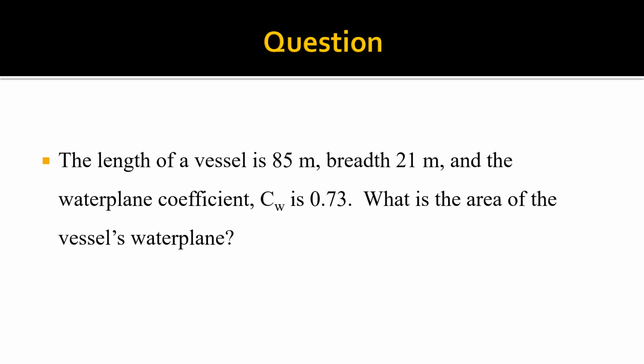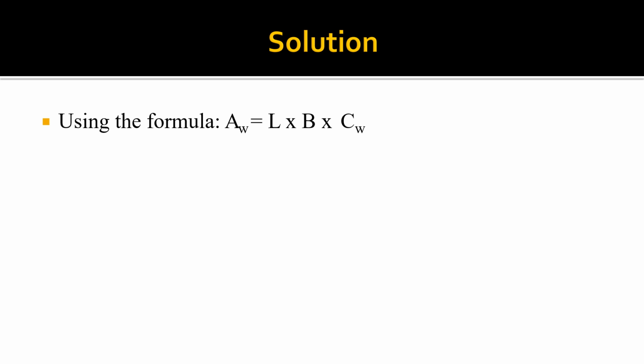The following question reads: the length of a vessel is 85 meters, the breadth is 21, and the water plane coefficient, CW, is 0.73. What is the area of the vessel's water plane? The solution. Based on the formula, AW equals L times B times CW, we can just substitute the information that was given into this formula, where the length is 85 meters, the breadth or beam is 21 meters, and the water plane coefficient CW is 0.73. This gives us 1,303.05 square meters.